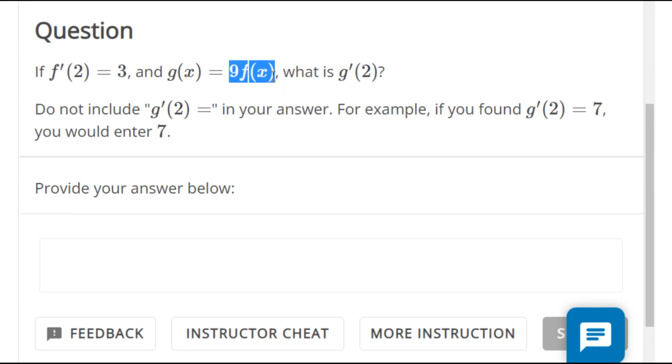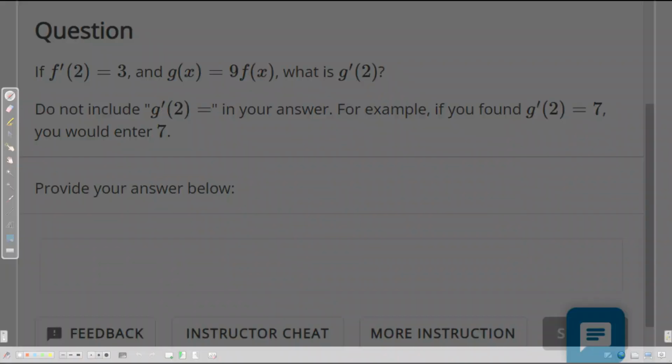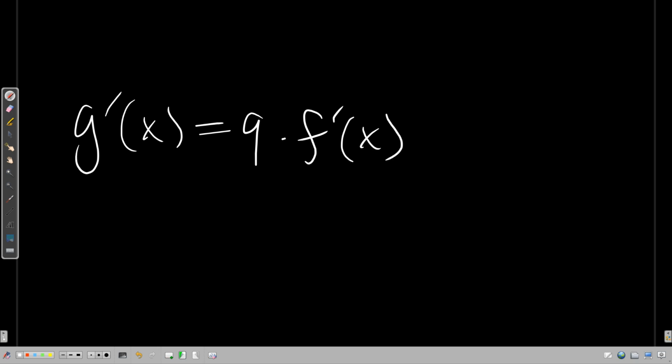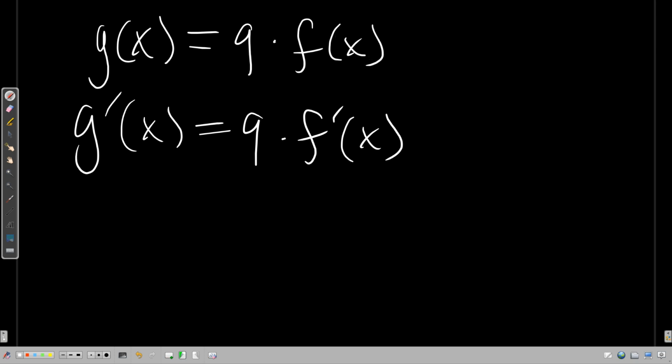Here's one that's 9 times f of x. That's what g is. So then g prime has got to be 9 times f prime. G prime has got to be 9 times f prime, because g was exactly 9 times f.